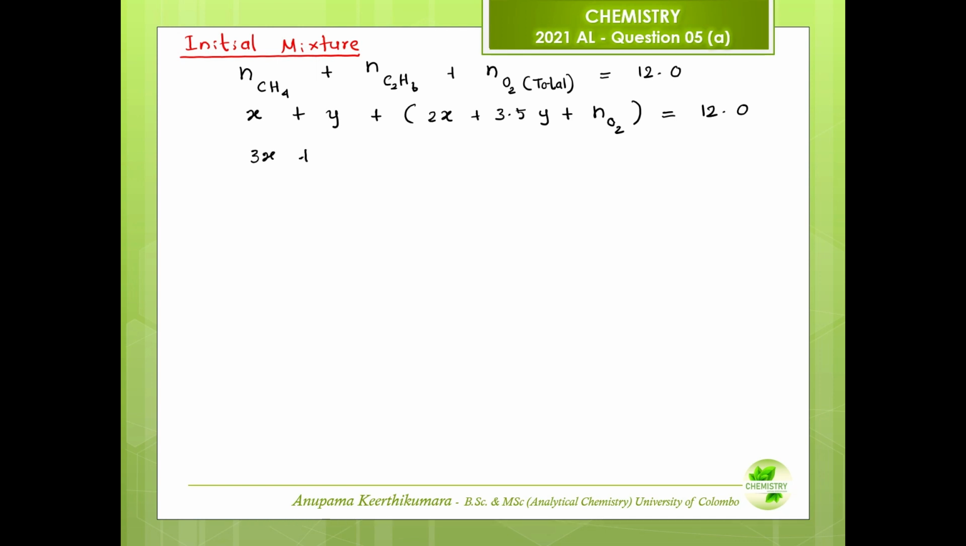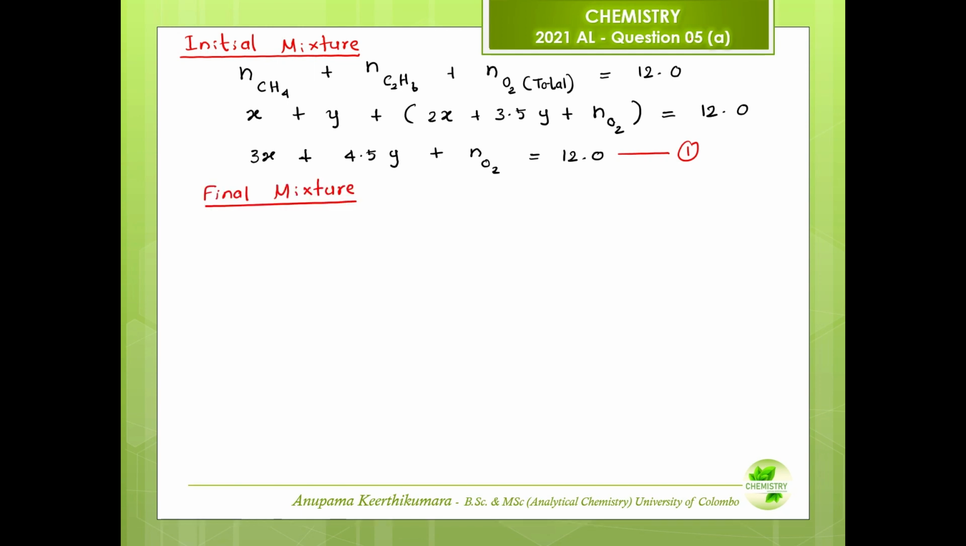3X plus 4.5Y plus NO2 equals 12. This is equation 1. Now we can do the same for the final mixture.